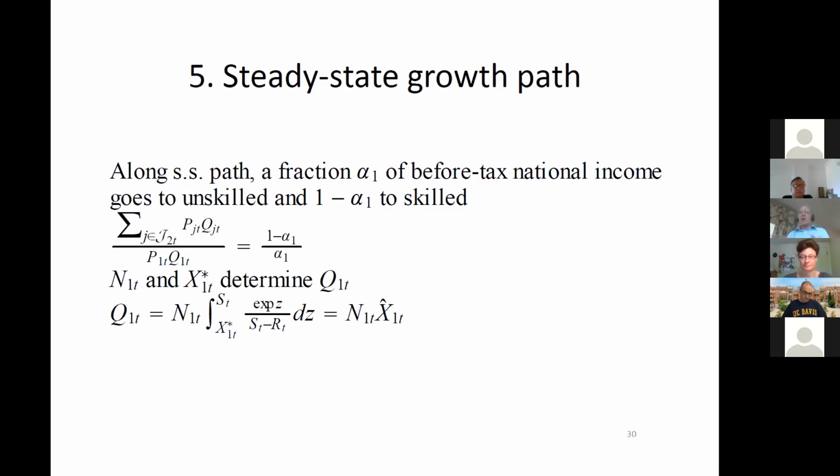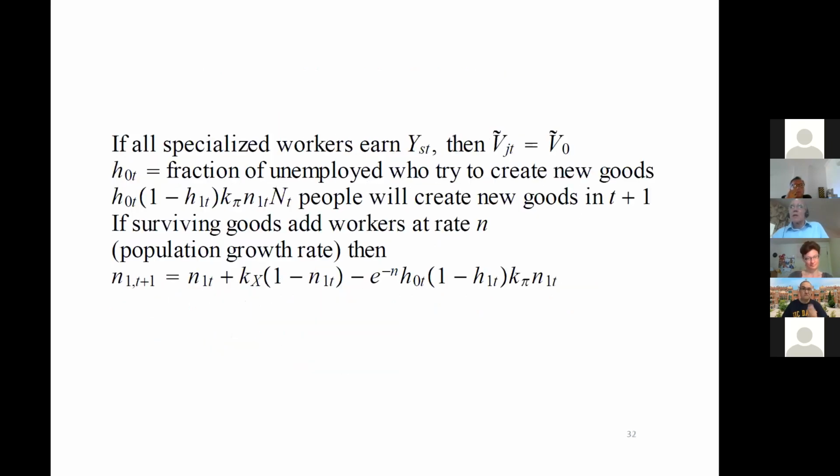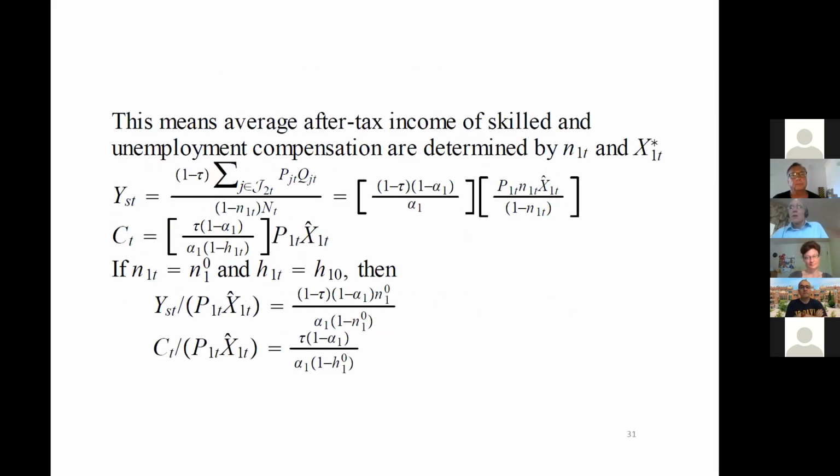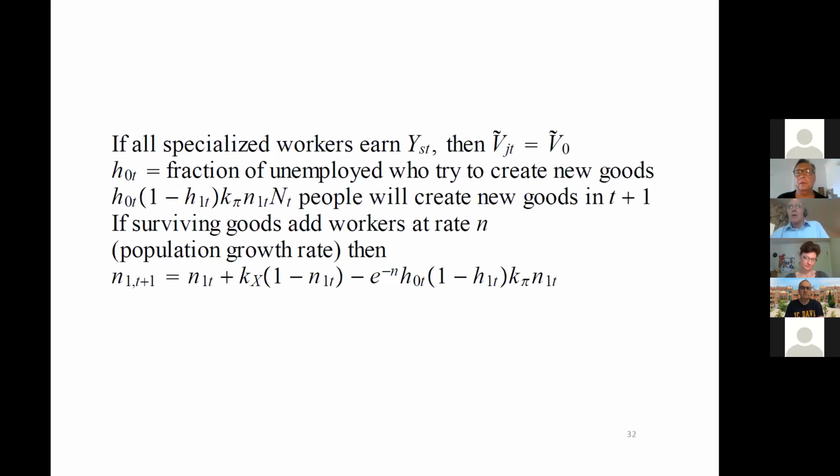Okay, so there's a steady state growth path. And maybe I don't want to go into too much of this detail. The various equations, the fiscal policy is balanced, the taxes collected from the skilled equal the unemployment compensation to the unskilled. There's an equation of motion for the, sorry, question?